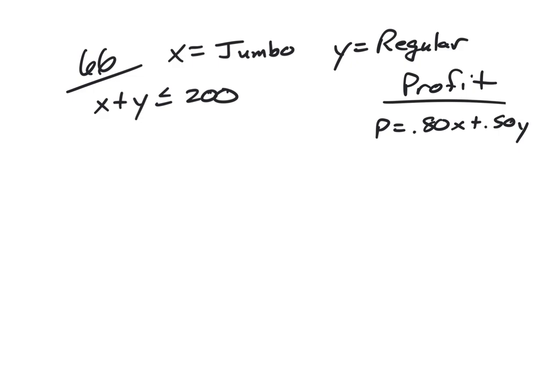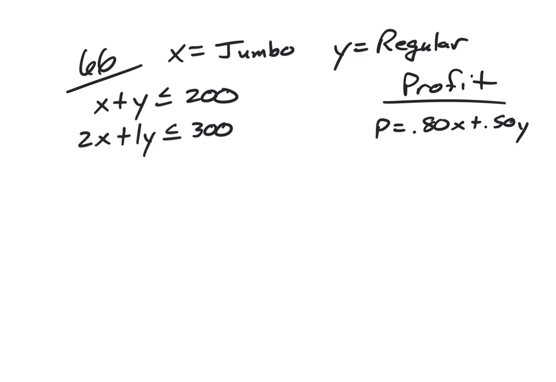Okay, the second one talks about the amount of flour being used. The jumbo biscuits require 2 ounces of flour, so 2 ounces for each biscuit. The regular requires 1 ounce of flour, and we have a total of 300 ounces that we could use. Once again, I can't go over that, so 300 would be the max amount I could use because that's all that I have available, but I could be less than that. Okay, so less than or equal to.